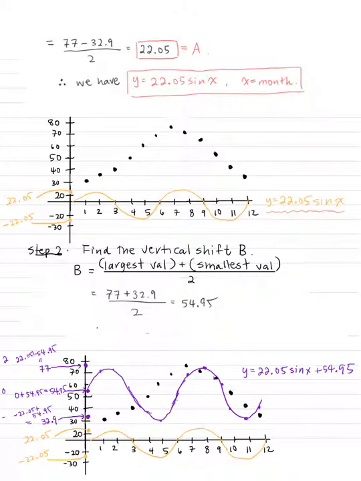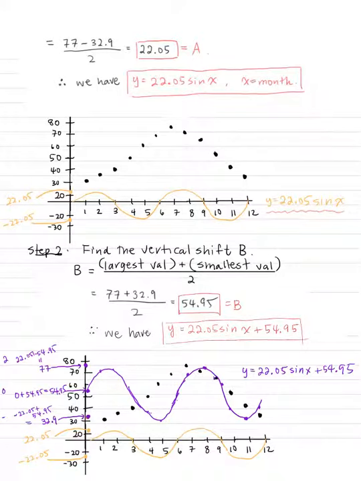And that is our value for B. So let me box that. So this is B. So what do we have? Therefore, we now have, let me just write it in red, y equals 22.05 sine of x, and then plus 54.95. That's what we have so far.